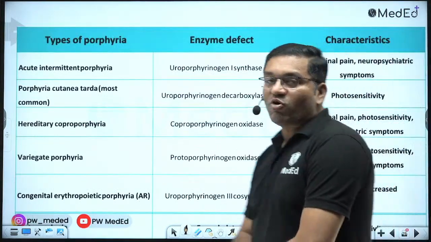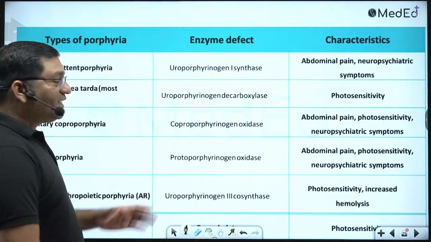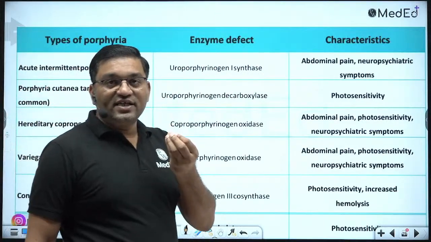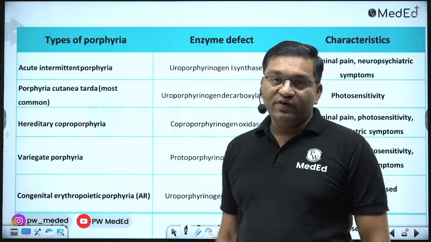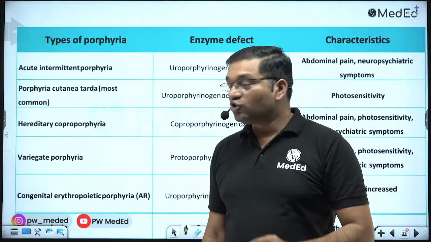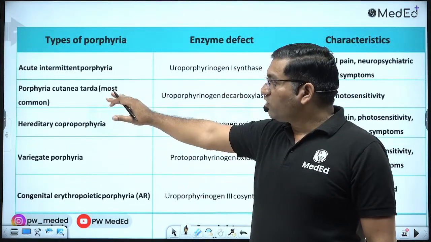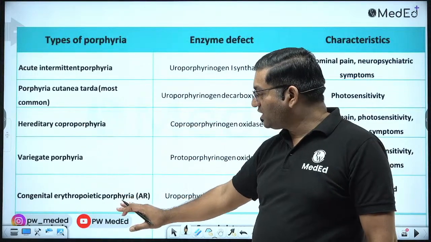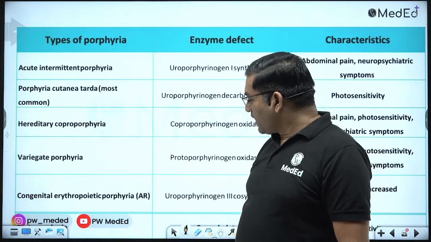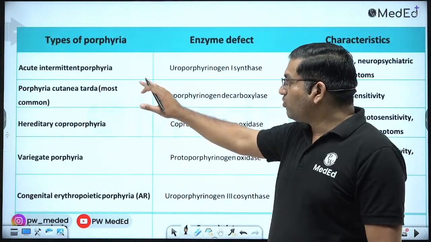Now coming to the porphyrias, hemoglobin metabolism, porphyrias. There are many types of porphyrias. They are known as hepatic porphyrias and erythropoietic porphyrias. These mainly include acute intermittent porphyria, porphyria cutanea tarda, hereditary coproporphyria, variegate porphyria, congenital erythropoietic porphyria, and erythropoietic protoporphyria. These are the important porphyrias.